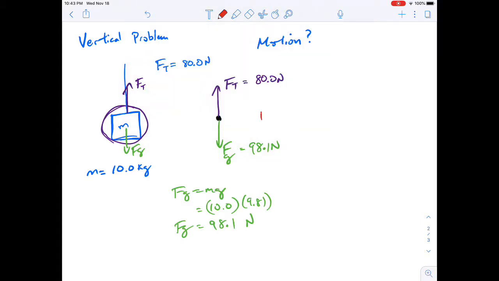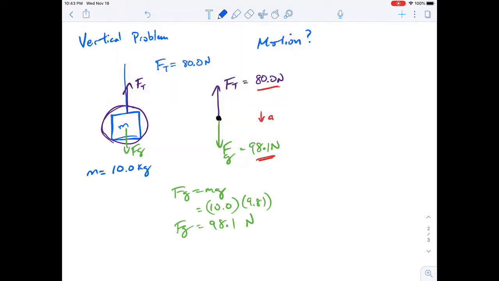Now, you're like, well, wait, but there's an upward pull. I know, but that upward pull is not enough to overcome this downward pull. So it's going to slip downward. It's not going to go into free fall, but it definitely is moving downward at a slower rate than free fall. So the question is, well, how much acceleration is that?